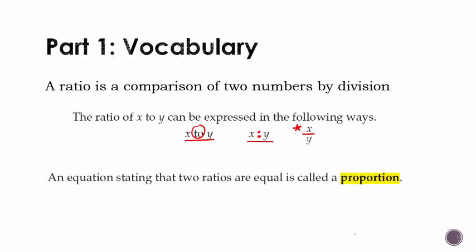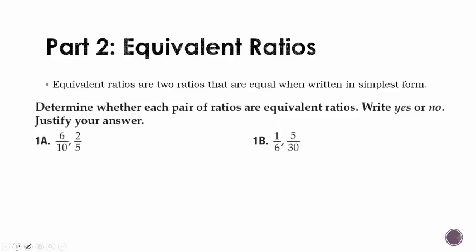The other thing we're going to talk about today is an equation that states when two ratios are equal, and that's called a proportion. So let's just talk about ratios first. Equivalent ratios are two ratios that are equal when they're written in the simplest form. So you'll get problems like this where it just says to determine whether each pair of ratios are equivalent.